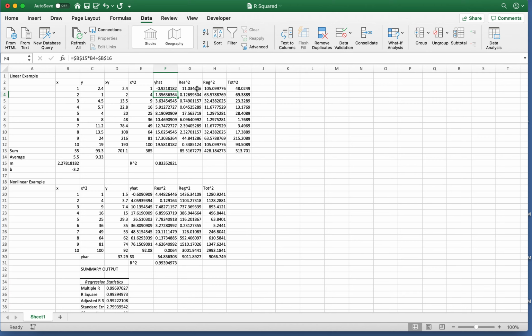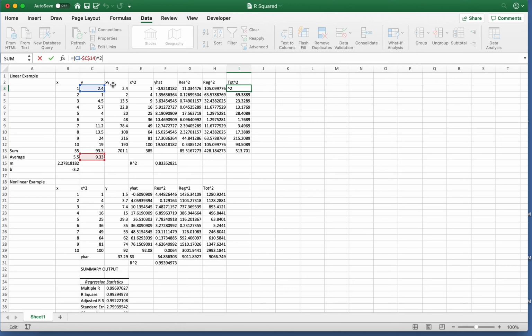And then I calculate these residual, regression, and total terms. If you remember from the previous lecture, the residual term is the predicted value minus the actual value of y. The regression value is the predicted value minus y bar, the mean. And the total value was y minus y bar. That's the total variation from the mean.